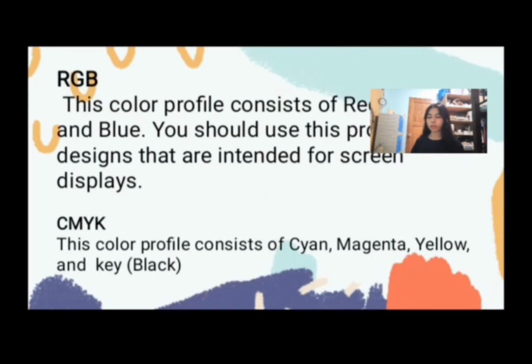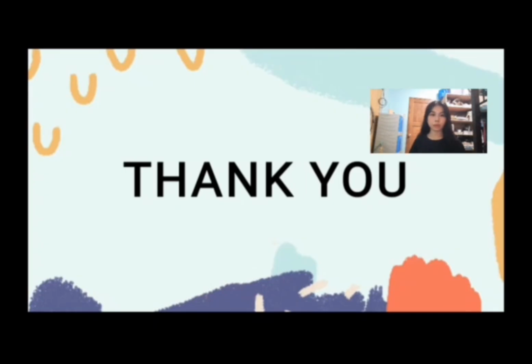And then the last one is the RGB. So, RGB means red, green, and blue. This color is used for designs that are intended for the screen. And then the last one, CMYK. So, CMYK means cyan, magenta, yellow, and key black. And that's all. Thank you.